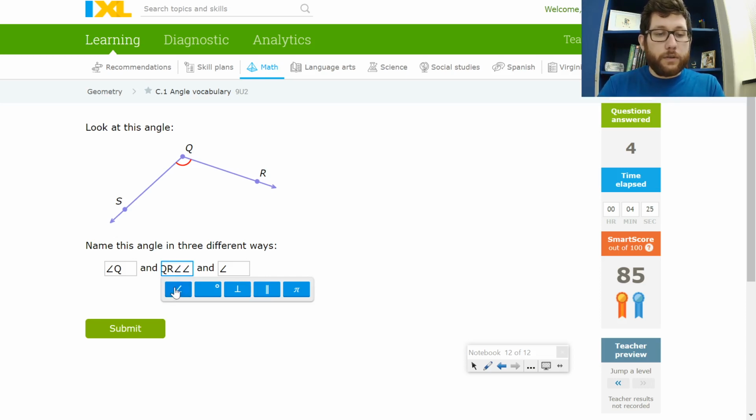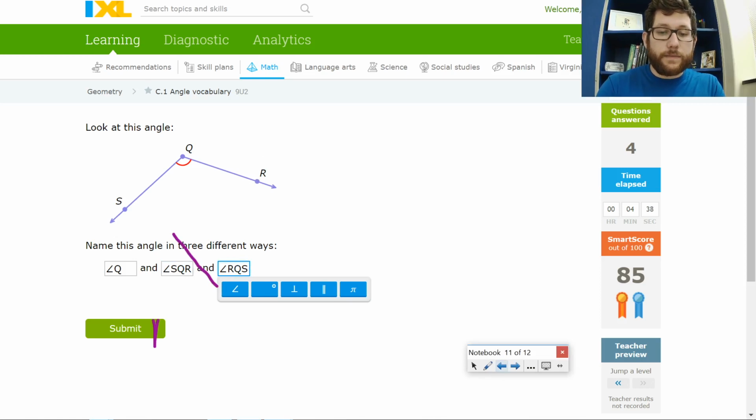Notice how Q is in the middle. And I could do one more, RQS. Notice once again that Q is in the middle, and here's the reason why. If I trace this, let's start at S to Q to R. Notice how that makes my angle.